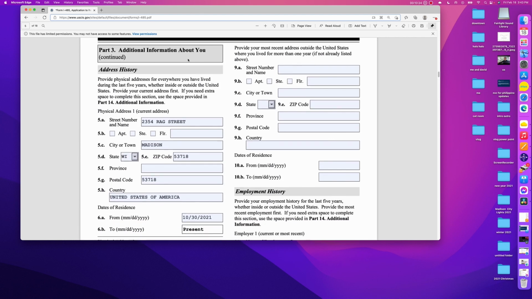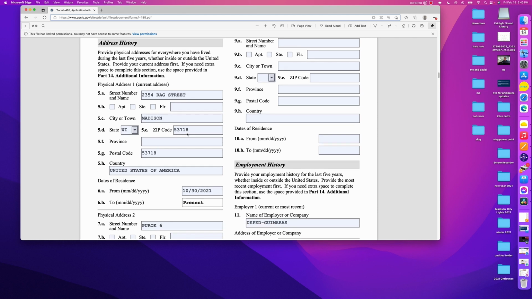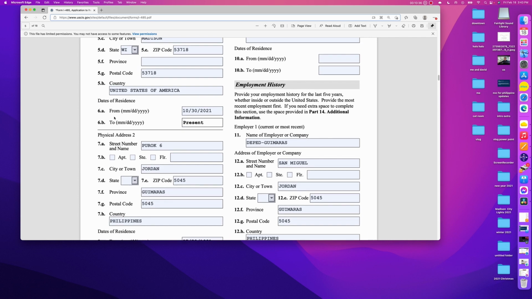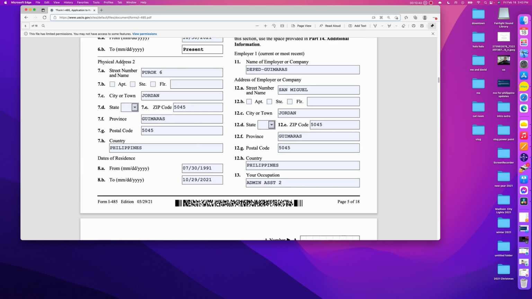Address, additional information about you. Address history. This is your address history, including your address in your previous country. My current address now in the United States is this one, from the date of my arrival until now, present. And then my previous address in the Philippines is this one, from the date I was born until the day I left the Philippines. So that's how you do it.